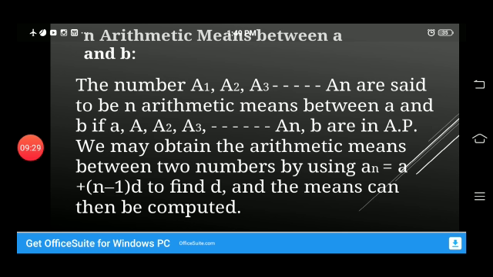Now that was just a single arithmetic mean. Now if we are asked to find n arithmetic means between a and b, that is, more than one arithmetic mean between a and b, the numbers capital A1, A2, A3, and so on up to An are said to be n arithmetic means between a and b if a, A1, A2, A3, up to An, then b are in arithmetic progression. We may obtain the arithmetic means between two numbers by using an is equal to a1 plus n minus 1 into d to find the value of d, and the means can then be computed.